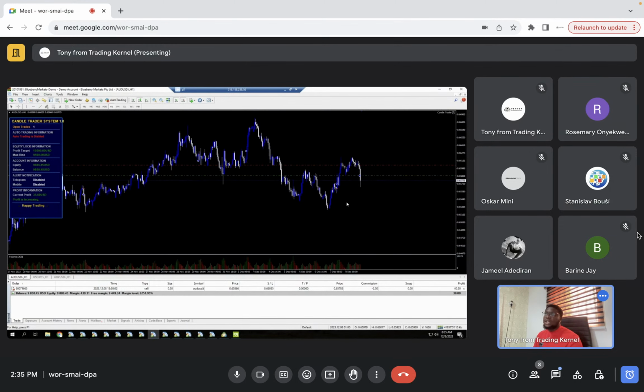We don't know the future. This thing could actually go back and reverse and hit our stop loss, and that's absolutely fine because we have our stop loss in place. But it will actually continue downwards. Are we selling or buying? We are selling this AUD USD. That's why we're in profit now.